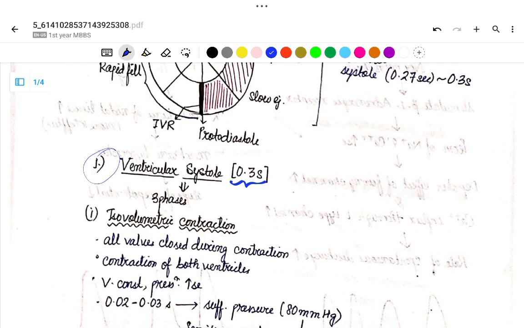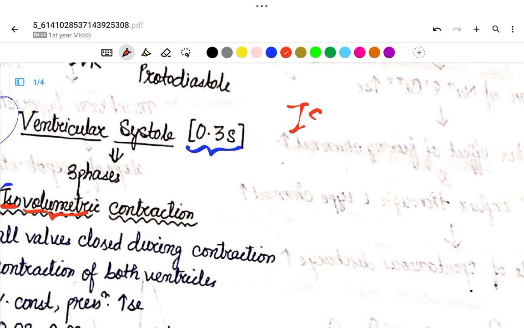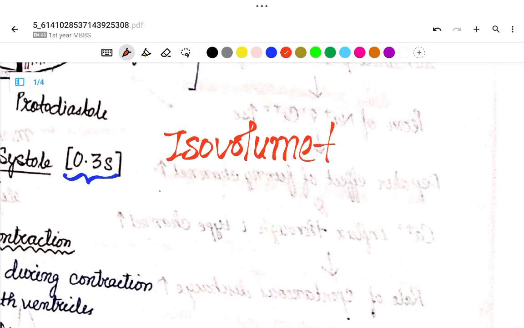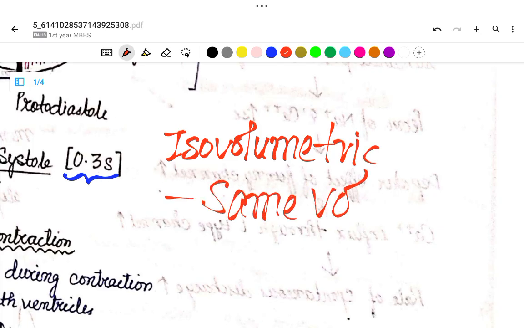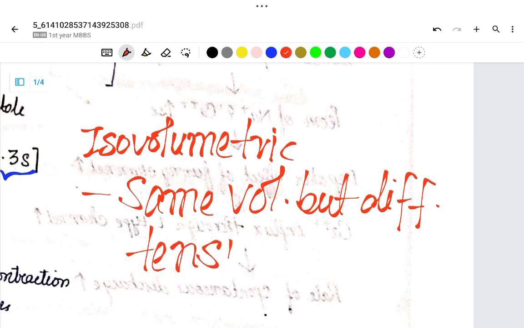So first is the isovolumetric contraction. Let's break it down. Iso means same, volumetric means volume. So isovolumetric means same volume but different tension.